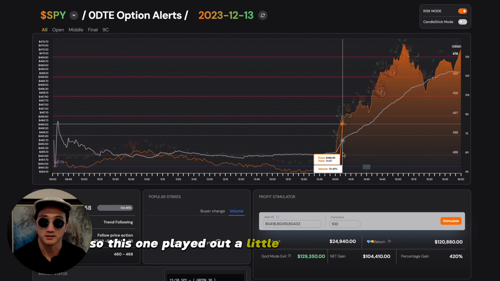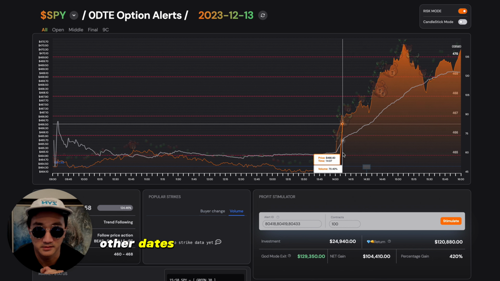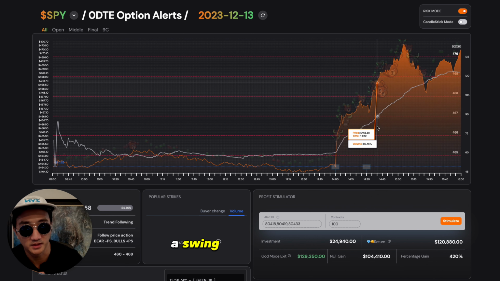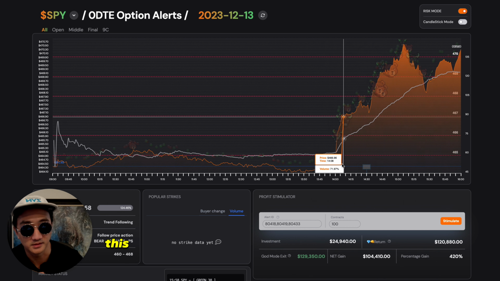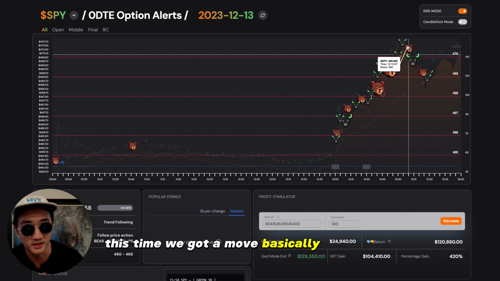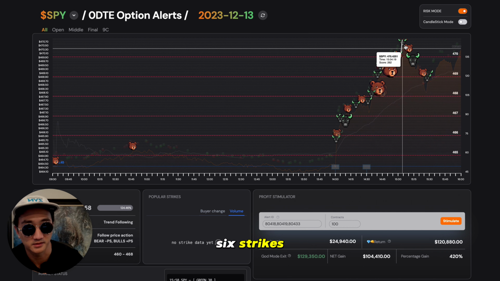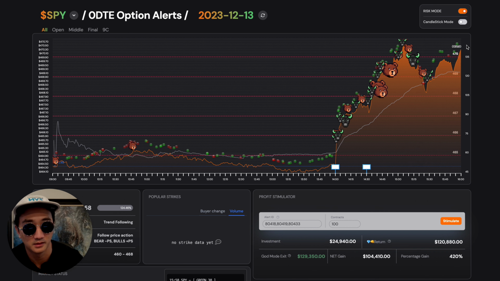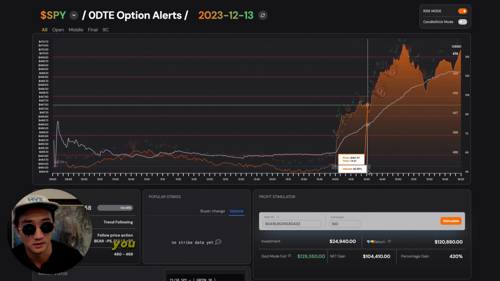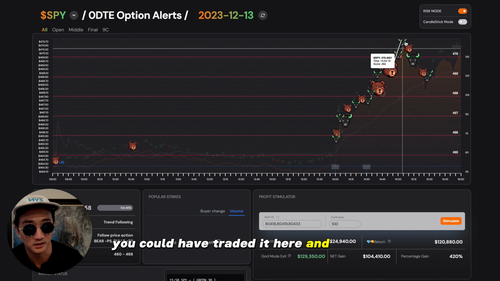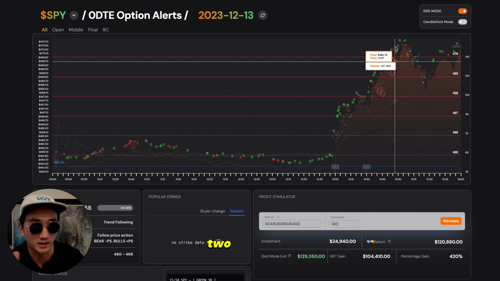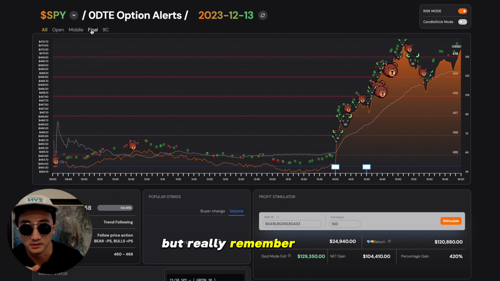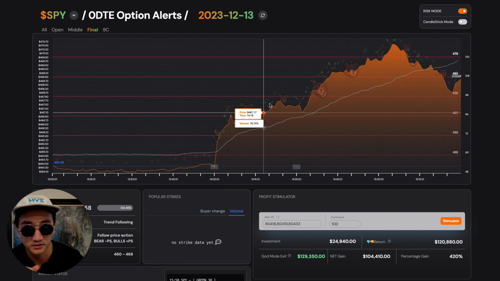So this one played out a little bit differently than other dates, and we'll go into those in a second. But normally we get a move, a swing, and then a move. This time, we got a move basically straight up, 6 strikes. There's your swing, and then continuation. You could have traded it here and gotten 3, or 2.5, 3. But really, remember, setup, shoo.